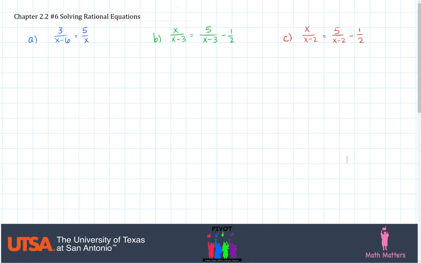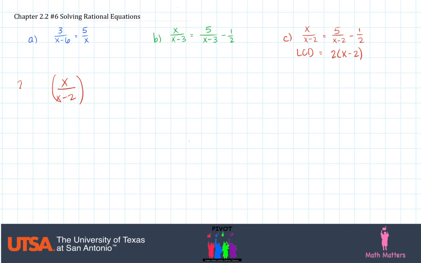Okay, then part C is going to be done just like part B because it's not simple like part A, where it just has one term on each side. So in this case, for part C, the LCD is going to be 2 times x minus 2. So we're going to multiply everything, every term, by this 2 times x minus 2.